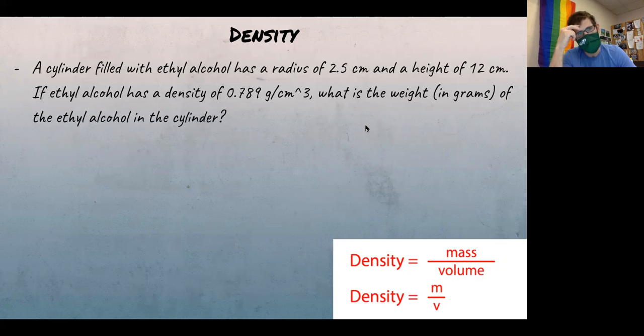Okay, here we go. A cylinder filled with ethyl alcohol has a radius of 2.5 centimeters and a height of 12 centimeters. If ethyl alcohol has a density of 0.789 grams per cubic centimeter, what is the weight in grams of the ethyl alcohol in the cylinder?